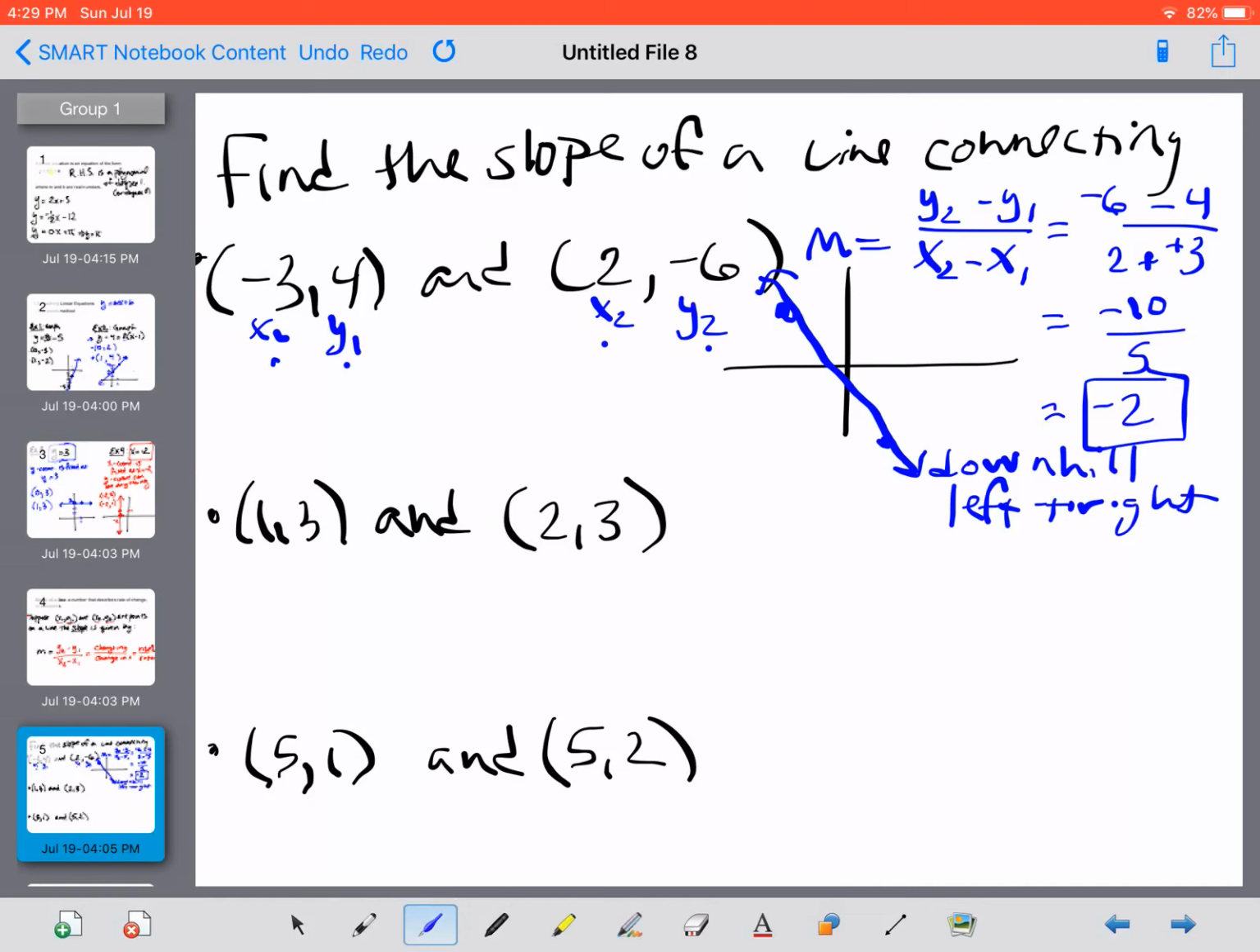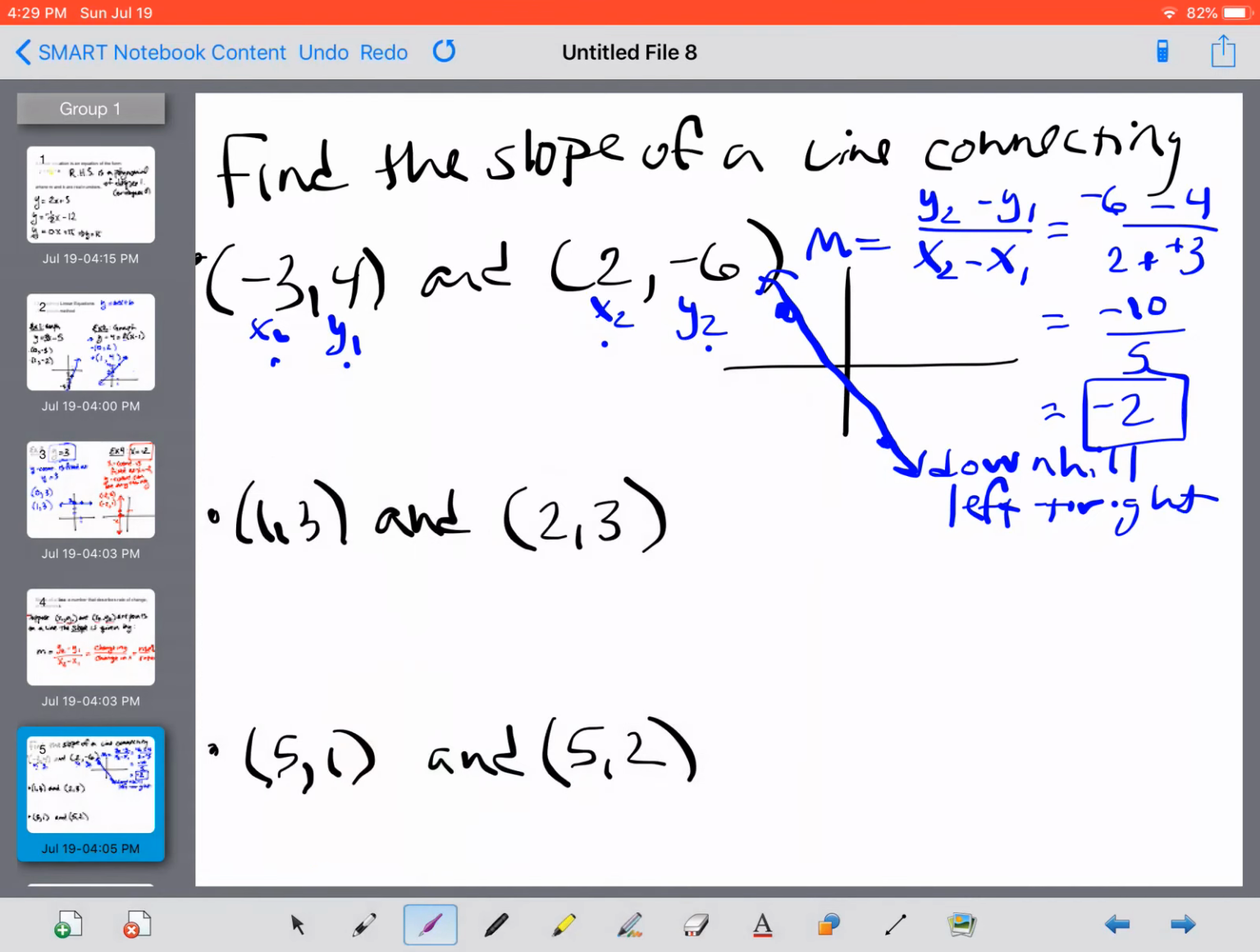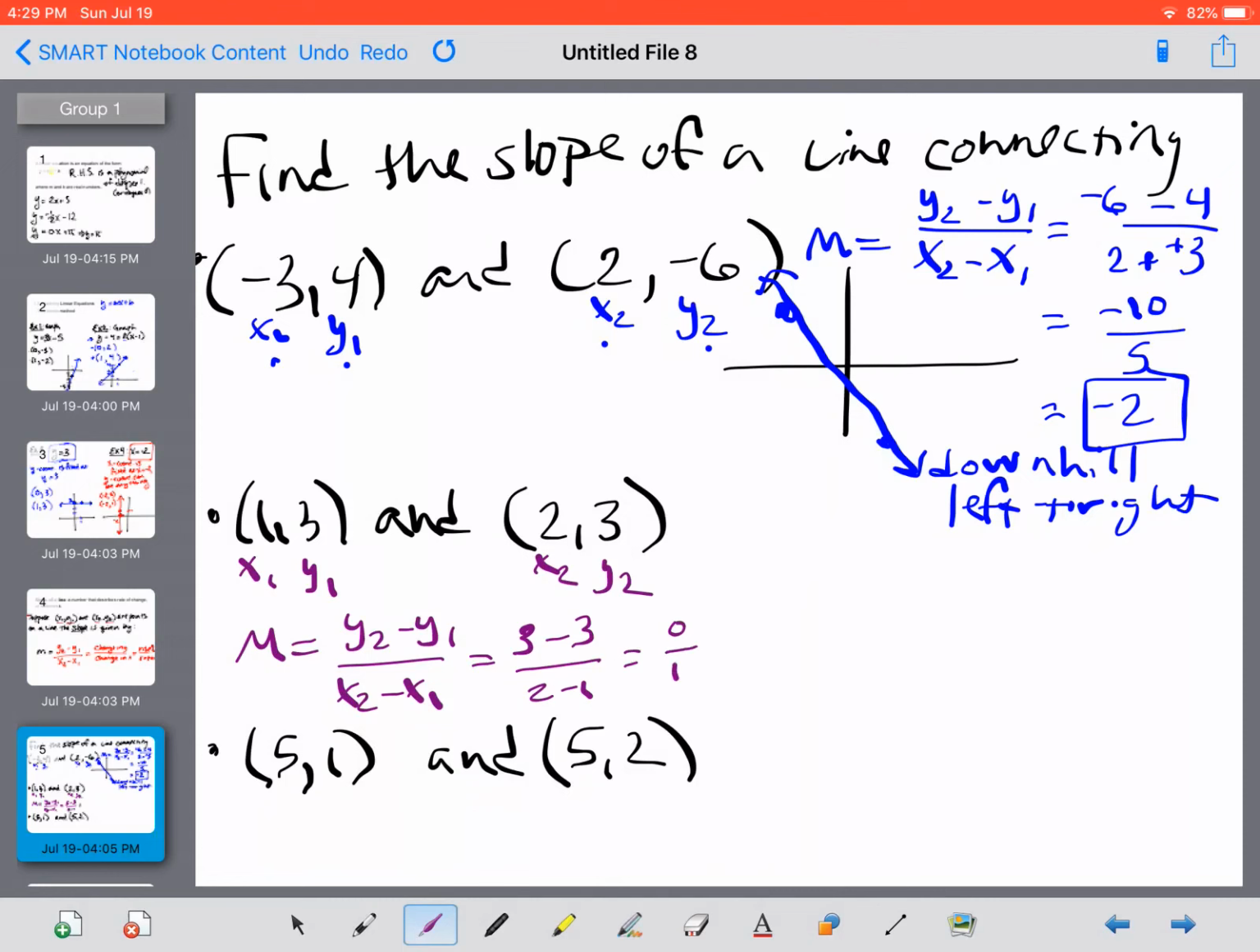All right, let's do another example here. So we're going to find the slope of the line connecting the points 1, 3 and 2, 3. So here's your x1, y1, x2, y2. So according to our slope formula, the slope should be y2 minus y1 over x2 minus x1. That's going to be 3 minus 3 over 2 minus 1. That's 0 over 1. 0 divided by any non-zero number is just equal to 0. So we have a slope of 0 here.